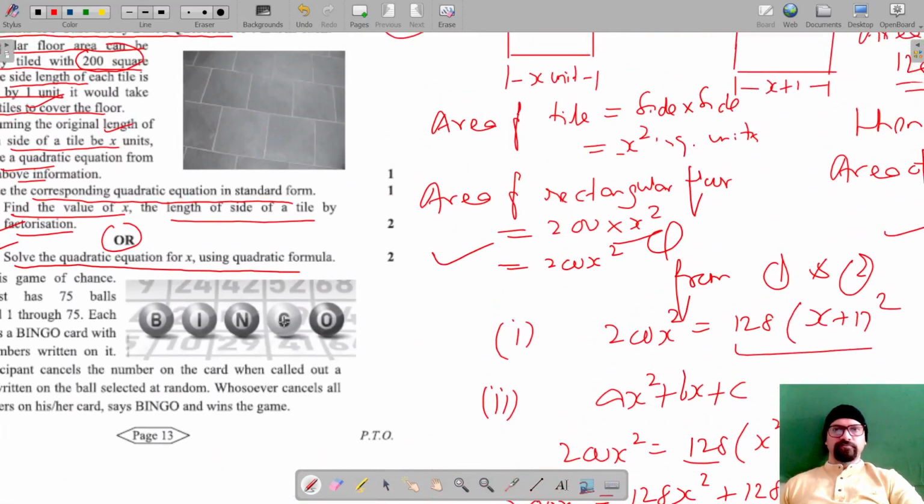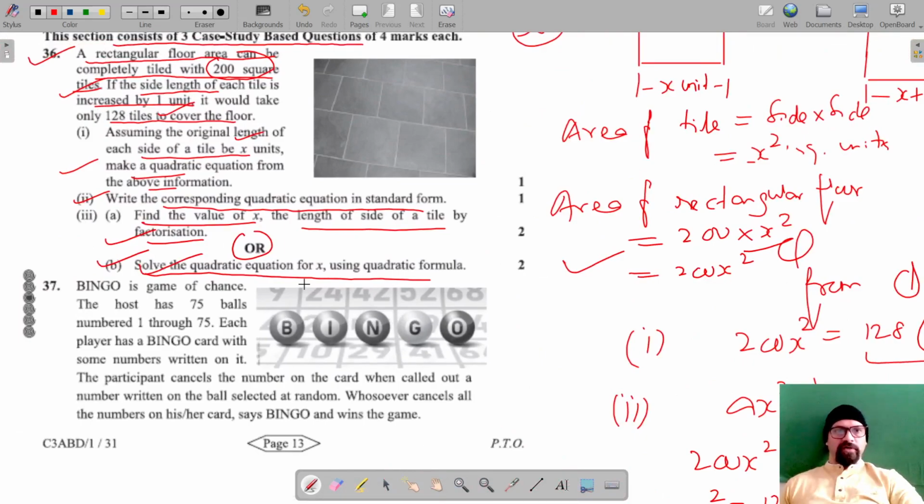And this is solved using the quadratic formula.